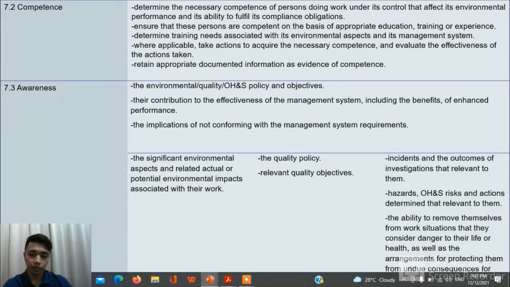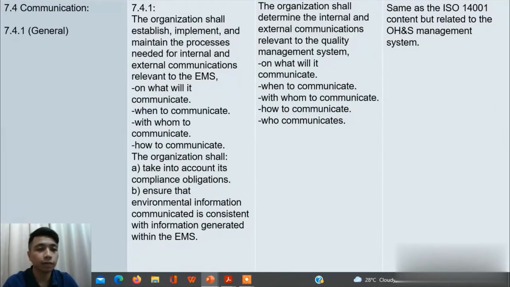Next, the hazards or risks and actions determined that are relevant to them. And lastly, the ability to remove themselves from work situations that they consider dangerous to their life or health, as well as the arrangements for protecting them from undue consequences. The 7.4 is about communication.